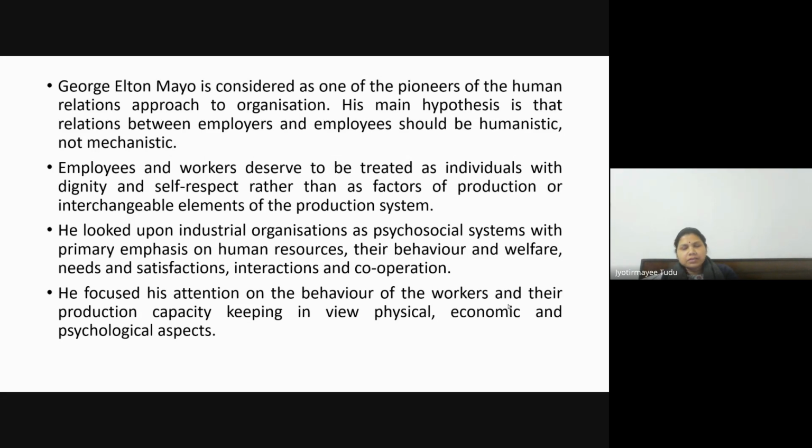organizations, no doubt. But still, organizations are now attempting to show themselves as very much human centered. Anyway, the genesis of this human relations theory is actually bringing that attention over here. So employees and workers deserve to be treated as individuals with dignity, self-respect, rather than as factors of production or interchangeable elements of the production system.